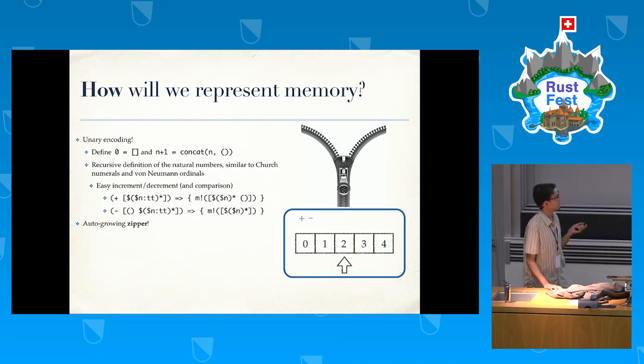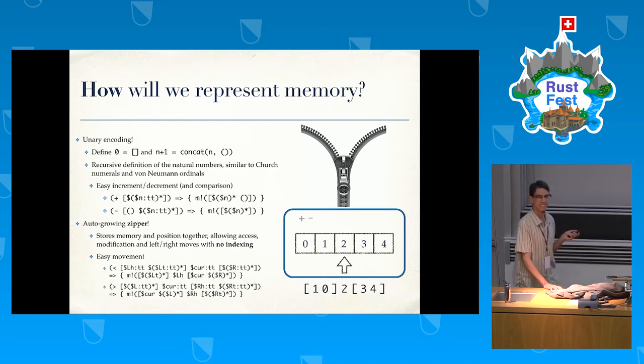And we do that by storing 3 things. We store the current value, so 2. We store the values to the right, 3 and 4. And we store the values to the left, 0 and 1. And then when we want to move, we just adjust those 3 different things.